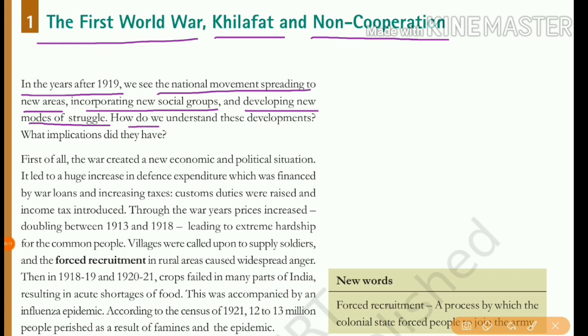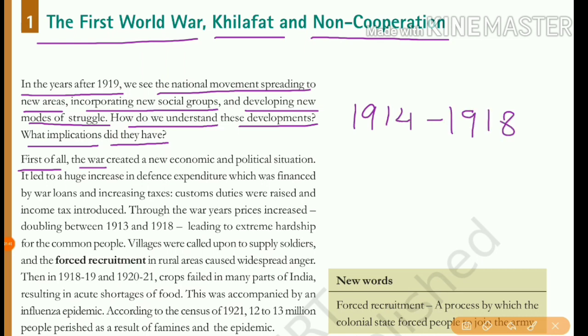How do we understand these developments? What implications did they have? For these questions, we'll see the answer here. First of all, the war. Here war means the First World War. It happened between 1914 and 1918.